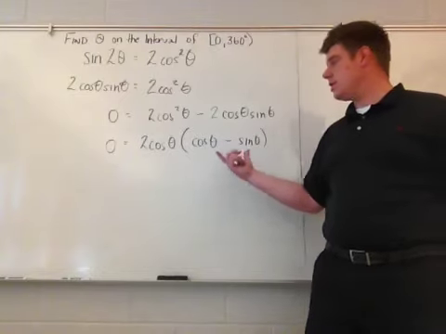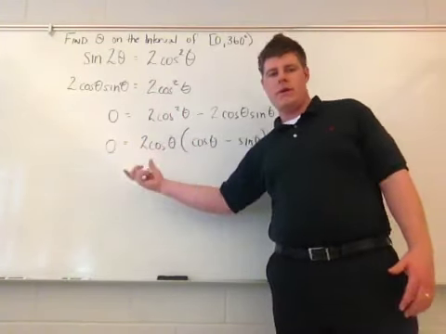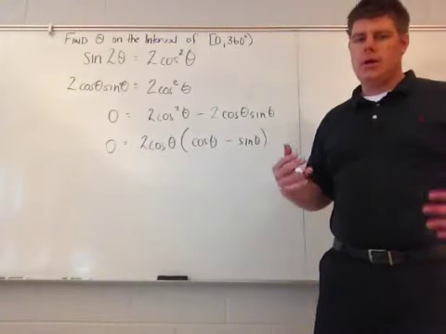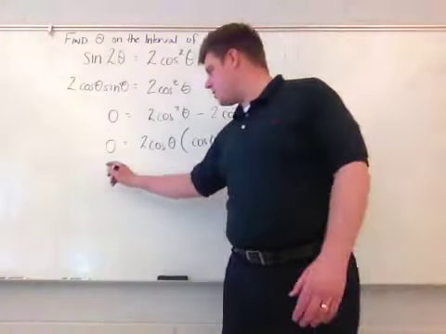So what I can do is say that the factors of this both must be 0, and if I can figure out what those factors are, then I can say this is what it must be. To do that, I'm going to say that 2 cosine theta must be 0, and cosine theta minus sine theta must also be equivalent to 0.